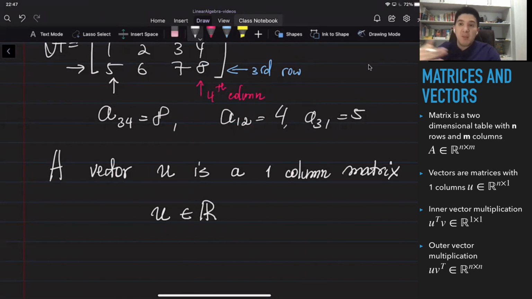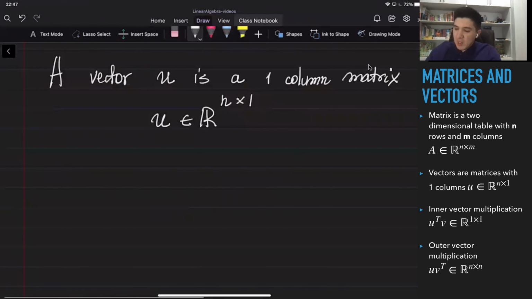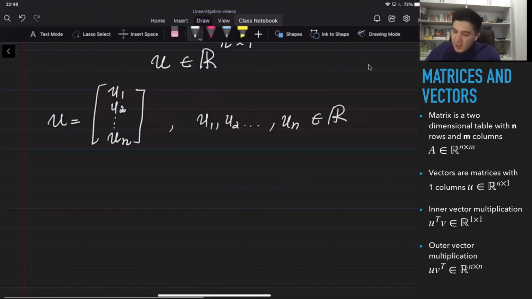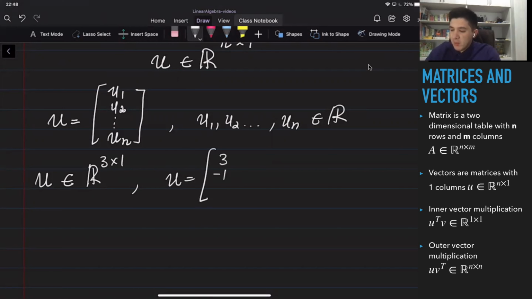In the first place comes the number of the rows, so it's going to be n, and in the second place comes the number of the columns, so it's going to be an n by 1 matrix. In general, you define u as u1, u2, and so on, un, where u1, u2, and so on, un are just some real numbers. So if I say a vector u is 3 by 1, then u is going to be equal, for example, to 3, minus 1, 4.